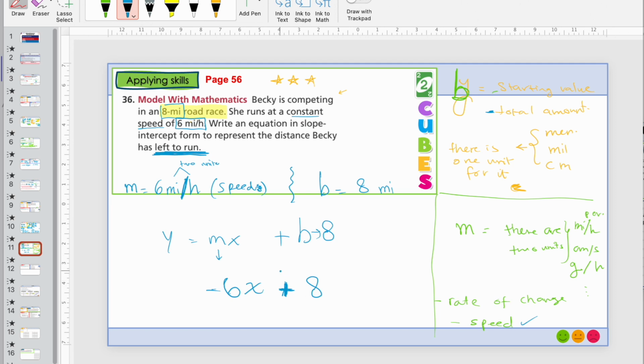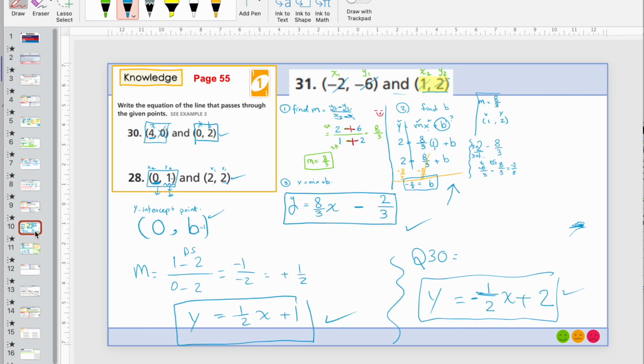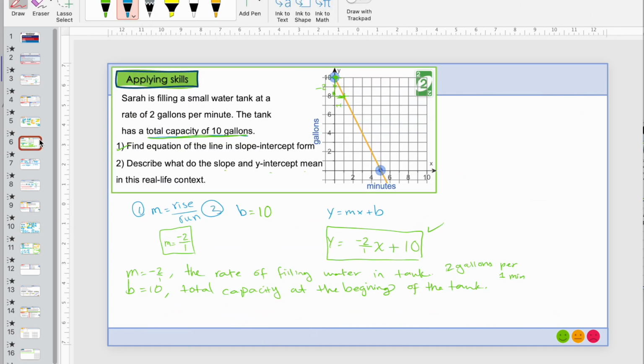It doesn't make sense that you're running a negative amount of miles, but it makes sense that you're finishing at a speed of 6 miles per hour with a specific amount of miles left. So this is the equation. Now some of you will ask, Miss, why is the slope negative? Go back to the gallon example. It's very similar. You're starting with 10 gallons and you're decreasing the amount left you have to fill the tank with.